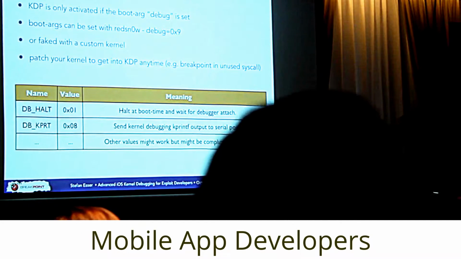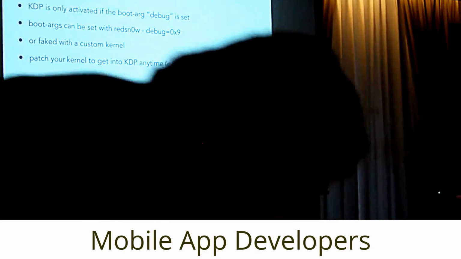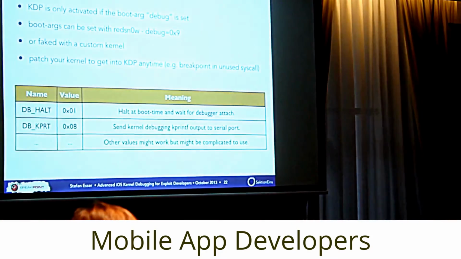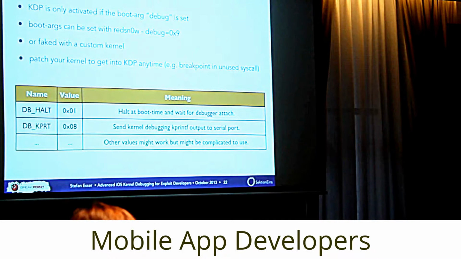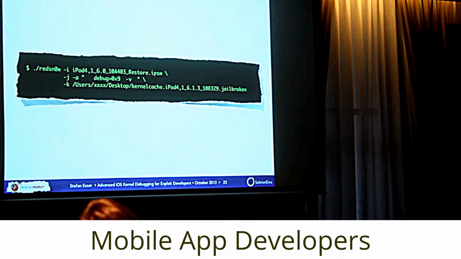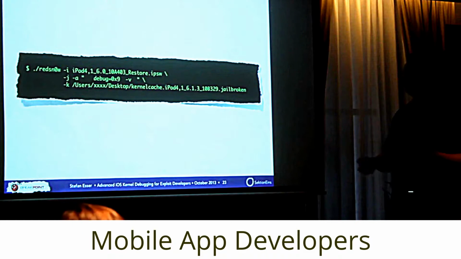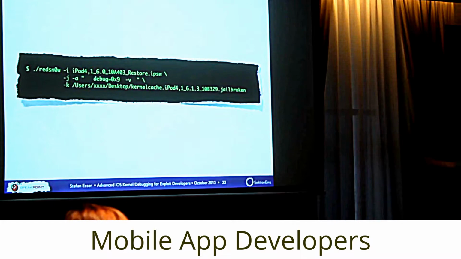And here in this table you can see basically what's happening. The first bit tells it that it needs to halt at boot time. So the moment it starts, it immediately halts. And the other bit is basically enabling debug messages over the serial port. You would do that on the command line with this command here. You call Redsn0w, you give it an IPSW file, you give it the boot arguments, and you tell it to just boot a jailbroken kernel.